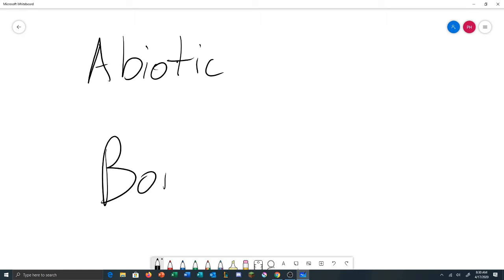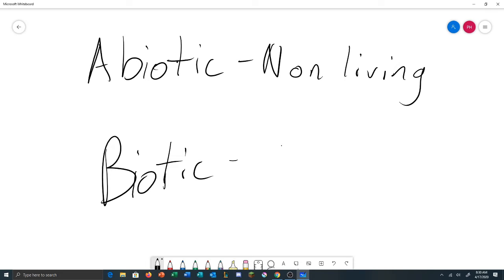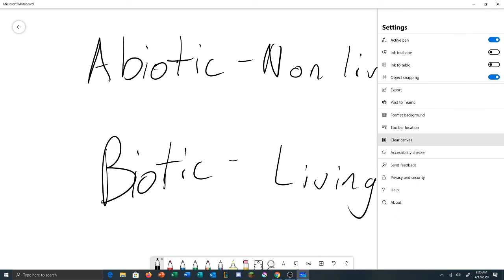Now, going forward, resources can be either living or non-living. Remember those words, abiotic and biotic. Abiotic is the non-living resources, and biotic are the living resources. First, we're going to be going over the abiotic. Now, abiotic, remember, is the non-living resources.